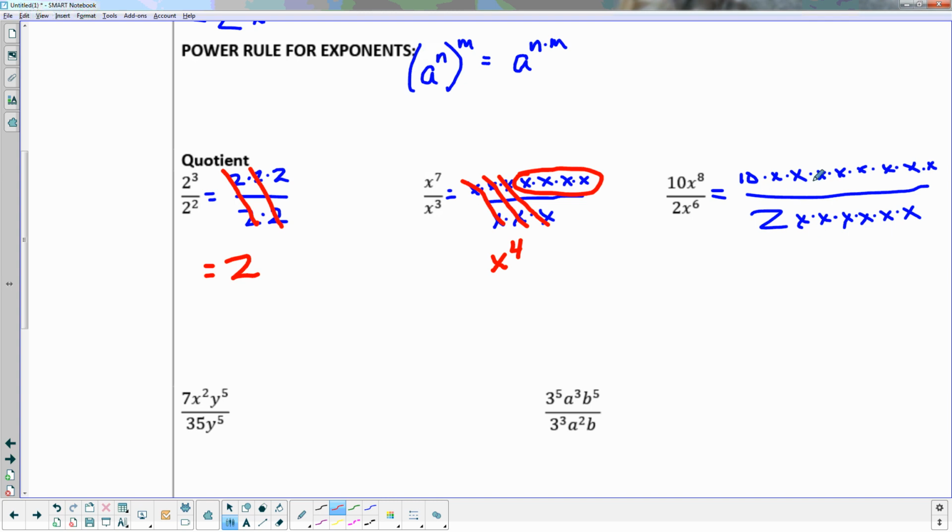Okay, and then on this one, I've got more on the top than on the bottom. But I do have a pretty close number. I get to cancel a lot of stuff out of this one. This is awesome. Okay, and what am I left with on the top and on the bottom? I have a 10 and a 2. Well, this is just 10 divided by 2. 10 divided by 2 is 5. So that's going to give me a 5. And then I have 2 x's left.